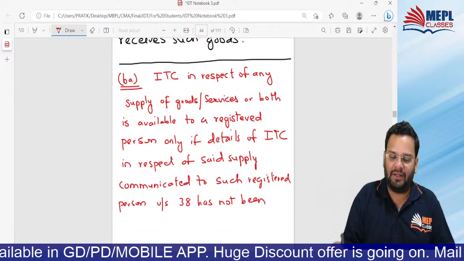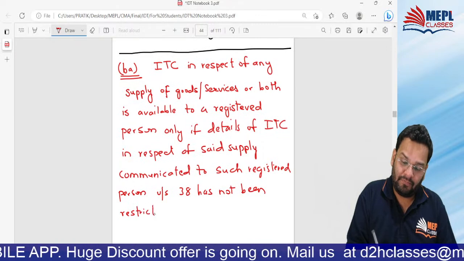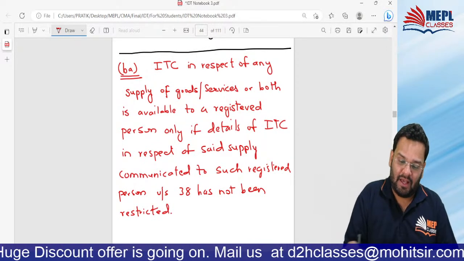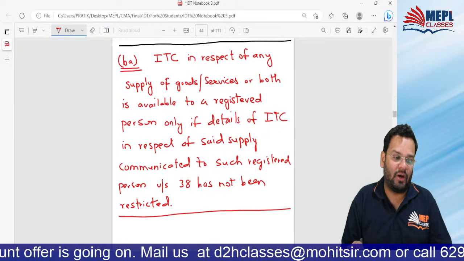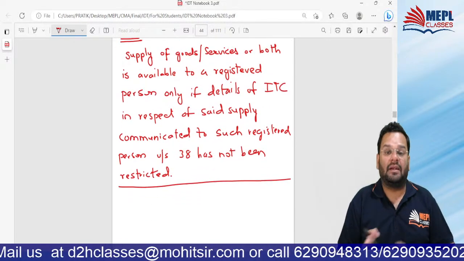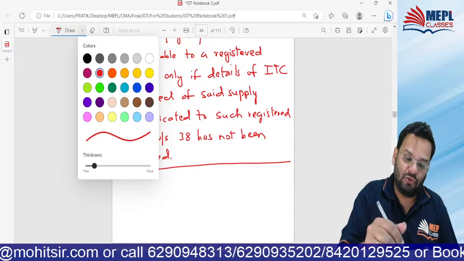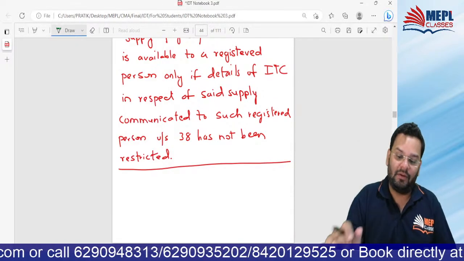Just a formality, ITC in no way should have been restricted. As we go ahead, you will understand this point in much more depth. Okay, the ITC should not have been restricted. Then, so four conditions done.